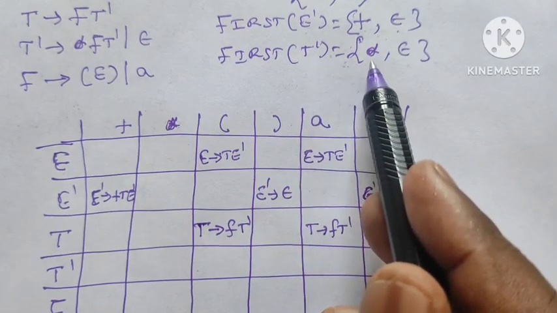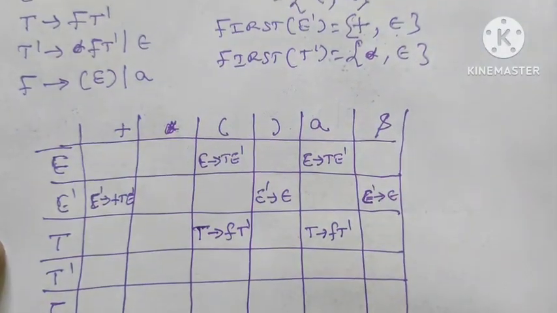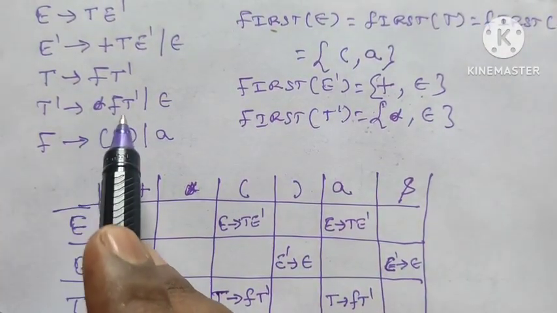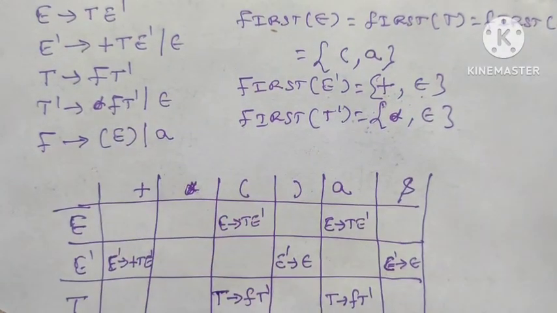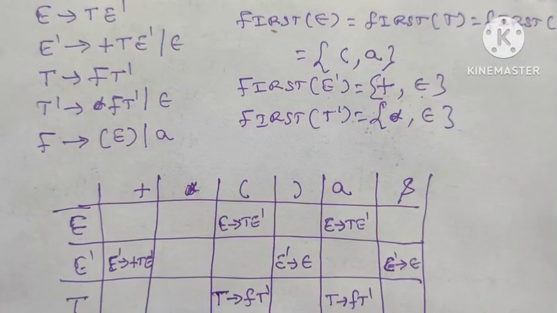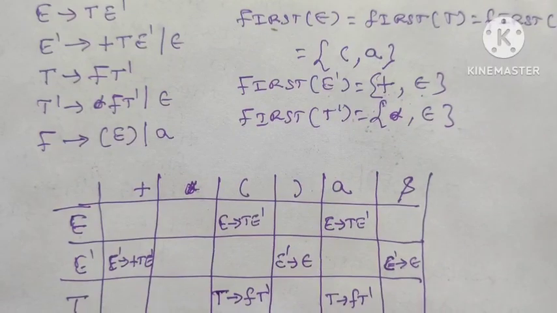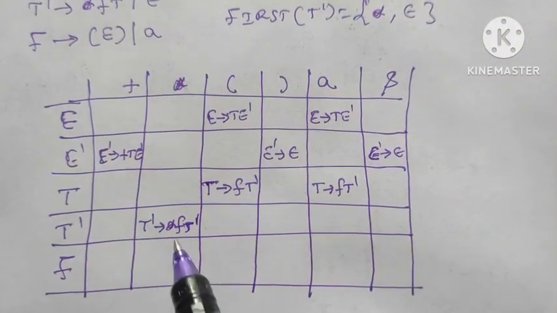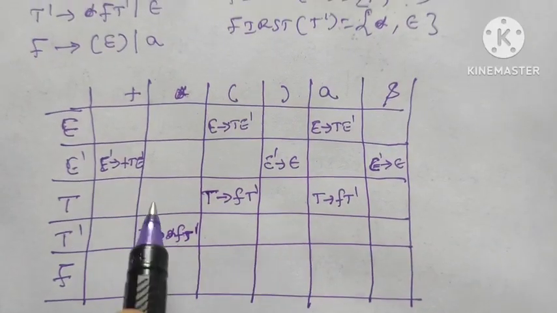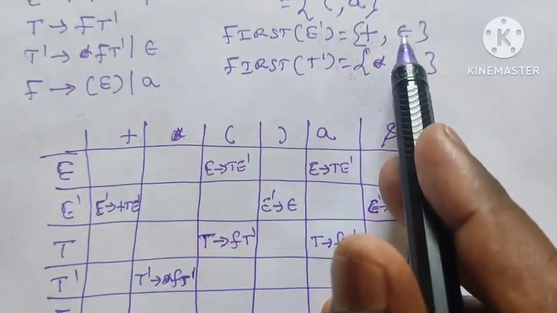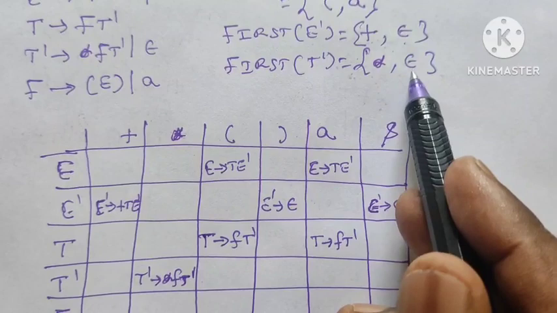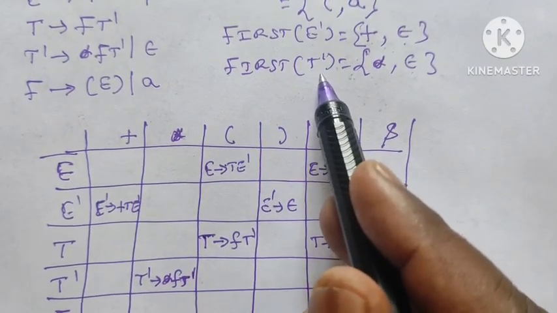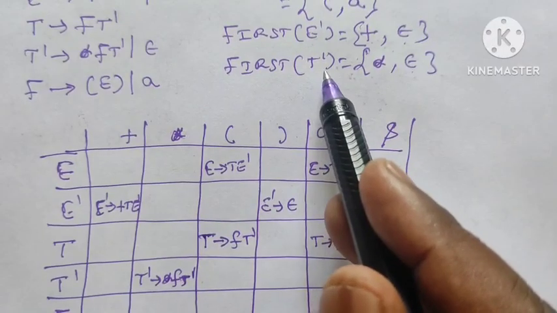The first for T dash is star. So you see T dash tends to star F T dash, which is producing this star. Then you also have an epsilon here for T dash. If it is epsilon, then see follow for T dash. Wherever follow symbols are there, write the epsilon production for T dash.